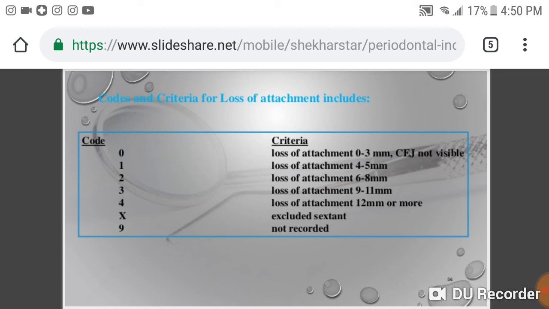Code 2, loss of attachment 6 to 8 mm. Code 3, loss of attachment 9 to 11 mm. Code 4, loss of attachment 12 mm or more. Code X, excluded sextant. Code 9, not recorded.